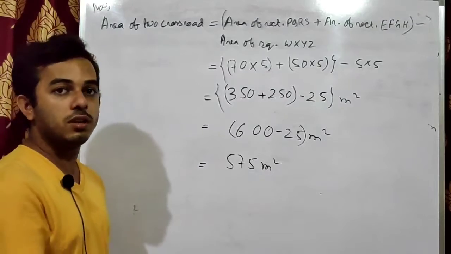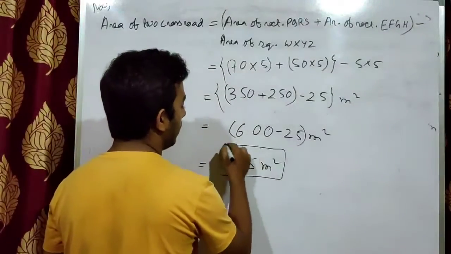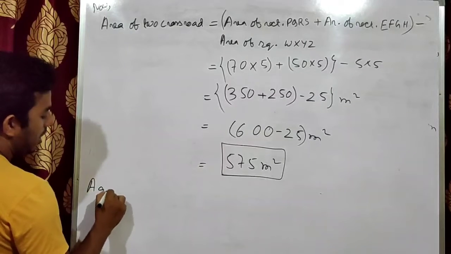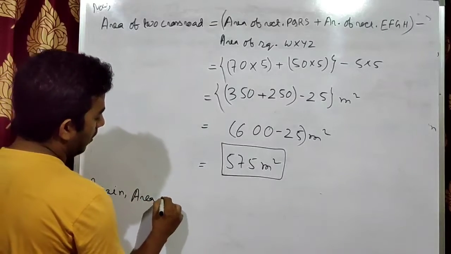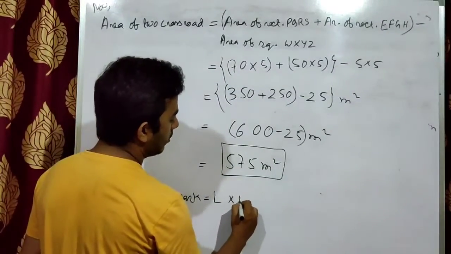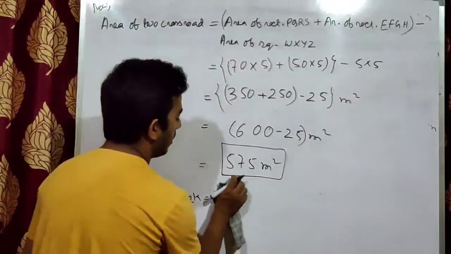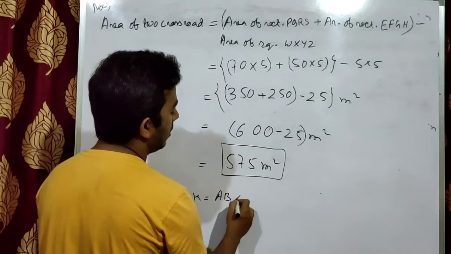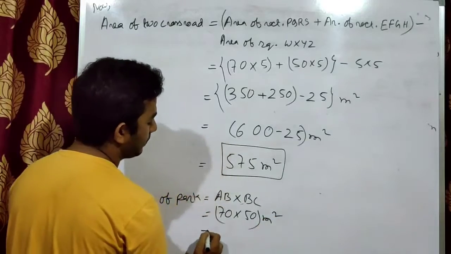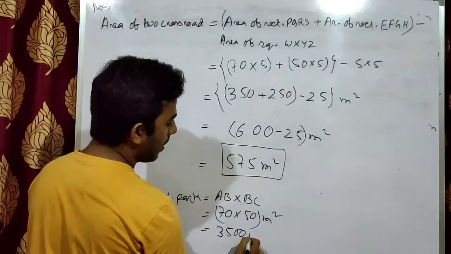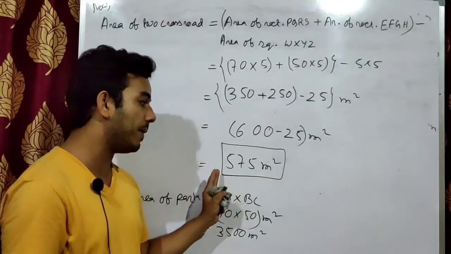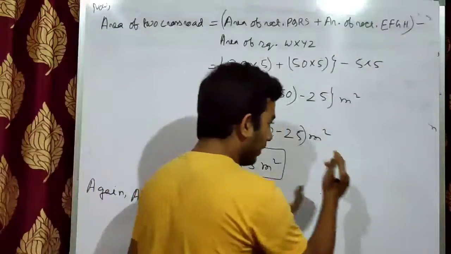Now one thing more we have to find out, area of the park. So remember, area of the crossroads is 575 meter square. Now we will find area of park. This is also a rectangle, so we will use length into breadth, right? Its length AB into BC. Length was 70 meter, breadth was 50 meter. 7 into 5 is 35, then 00, meter square. That means area of the park is 3500 meter square, and area of the two crossroads is 575 meter square.